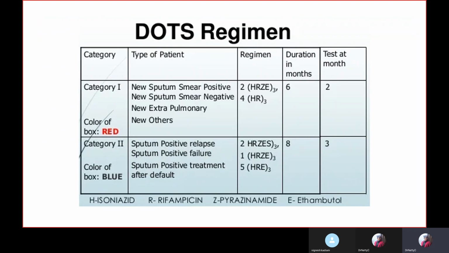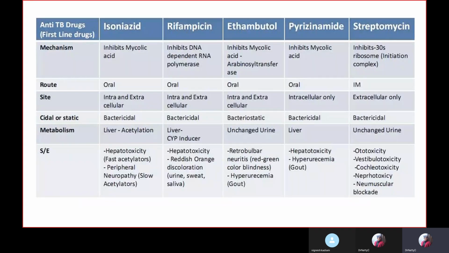Next is the DOTS regimen. In the DOTS regimen, you have two groups of patients, category 1 and category 2. Category 2 usually involves relapse patients and any drug resistant patients. Category 1 duration is 6 months, category 2 is 8 months. The regimen has HRZE for 2 months and HR for 4 months. Just remember, category 1 usually uses the first line drugs: isoniazid, rifampicin, pyrazinamide and ethambutol. Then in category 2 alone, you include the streptomycin drug.